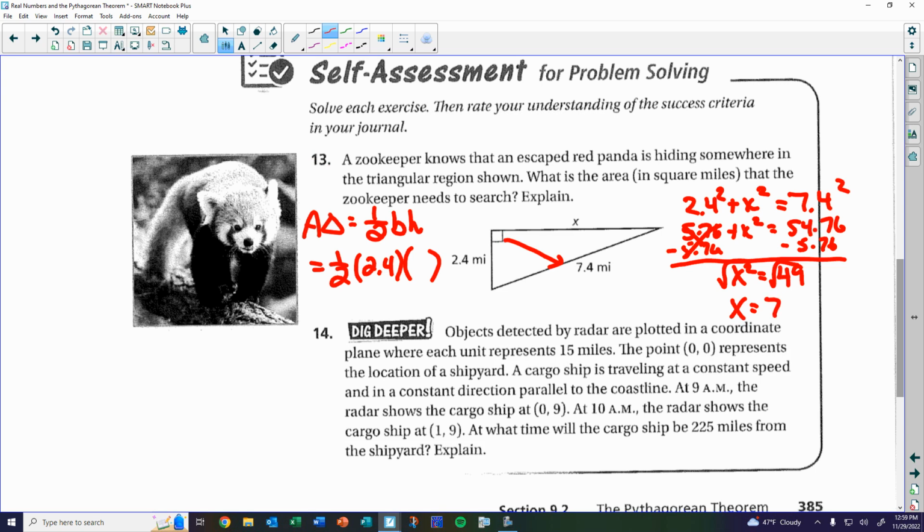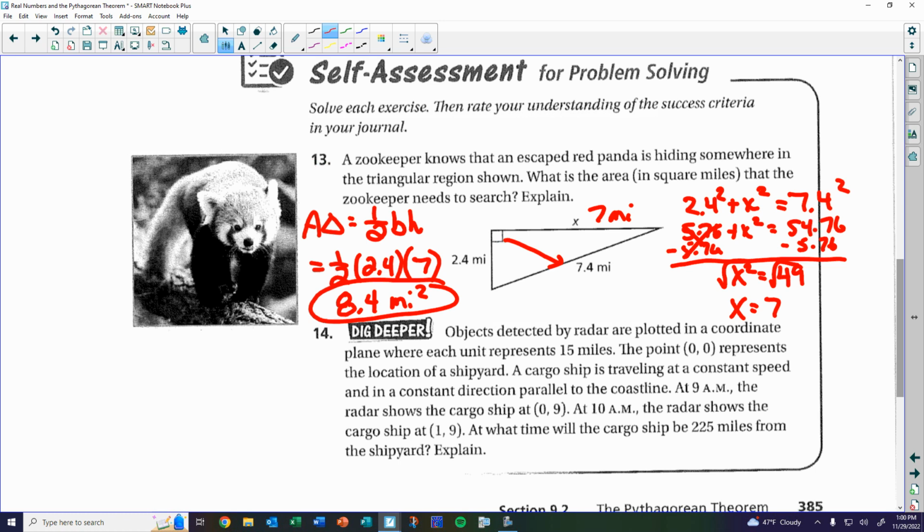So this is 7 miles here. So now when I plug the 7 in over here, 1/2 times 2.4 times 7 is 8.4. And again, when you're talking about area, you're talking about square miles. And that was number 13. So we had to use the Pythagorean theorem to get some information to be able to answer another question dealing with the formula for area of a triangle.